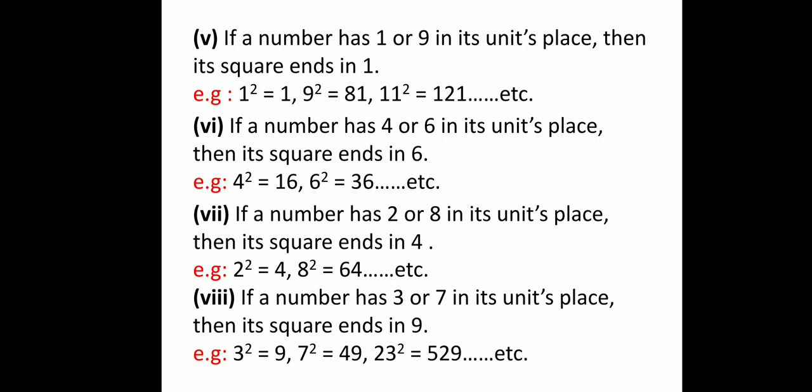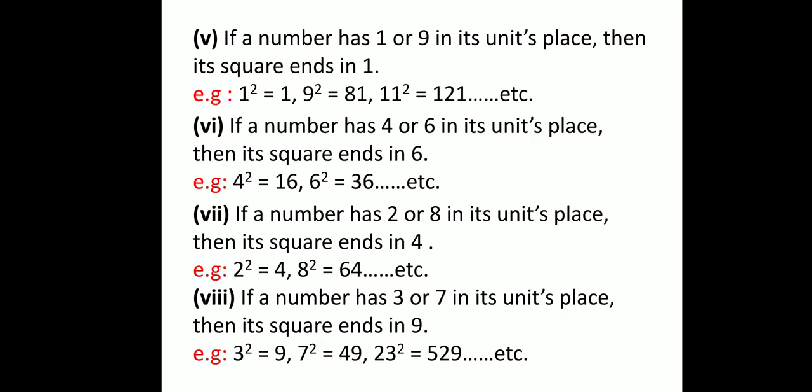Now, eighth is if a number has 3 or 7 in its unit place, then its square ends in 9. It is quite obvious. If you take 3 square, that will be 9. 7 square is 49. Both the squares have 9 at their unit place.